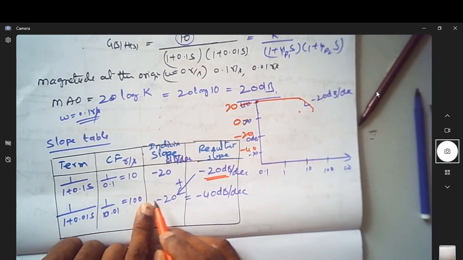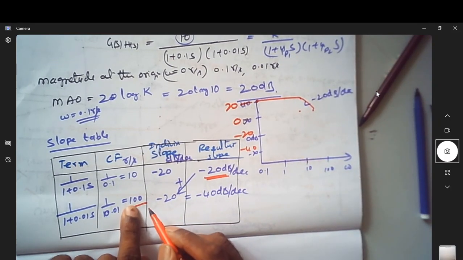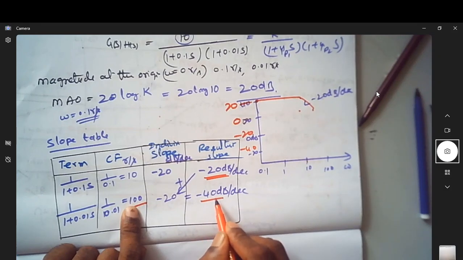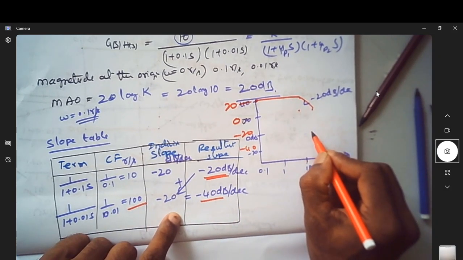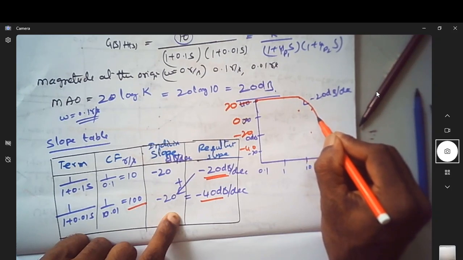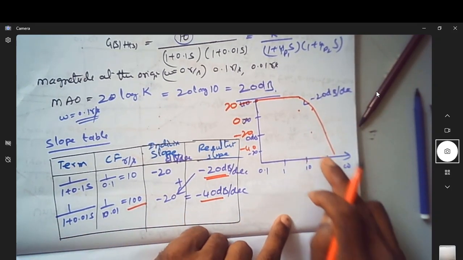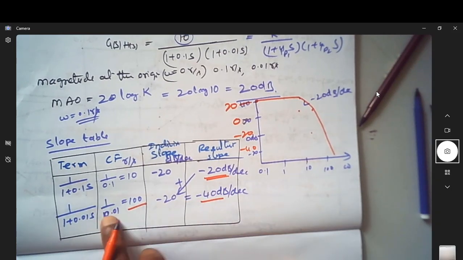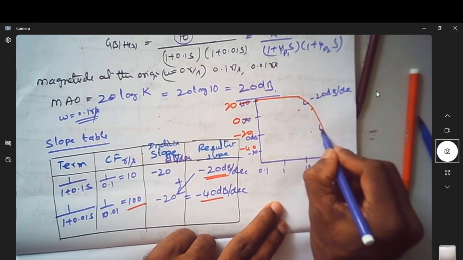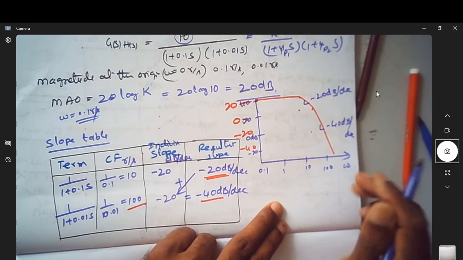Then the next cutoff frequency is at 100. So you are there at 100 now. At 100, what is the resultant slope? It is minus 40. So come down by 40 dB, go by 1 decade. Now we can see the slope changes, and this goes till the end because there are no more slope changes over here. So now this is the slope of minus 40 dB per decade.